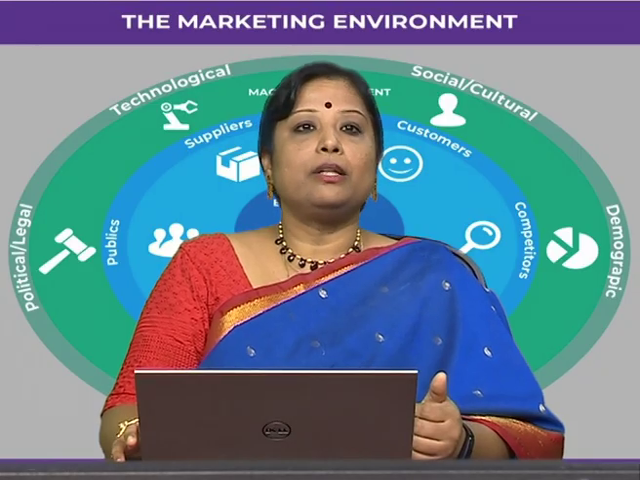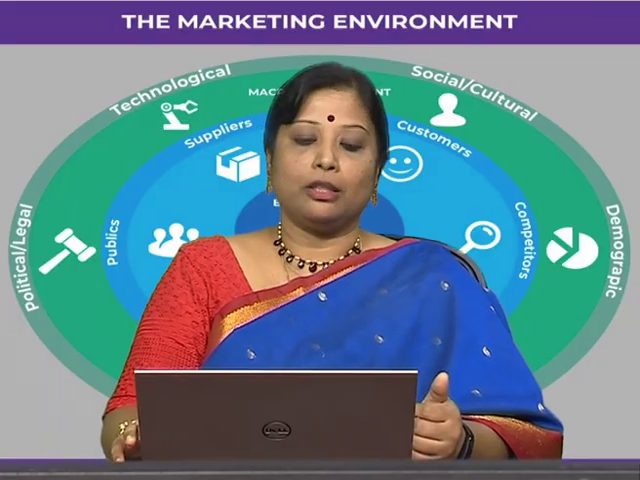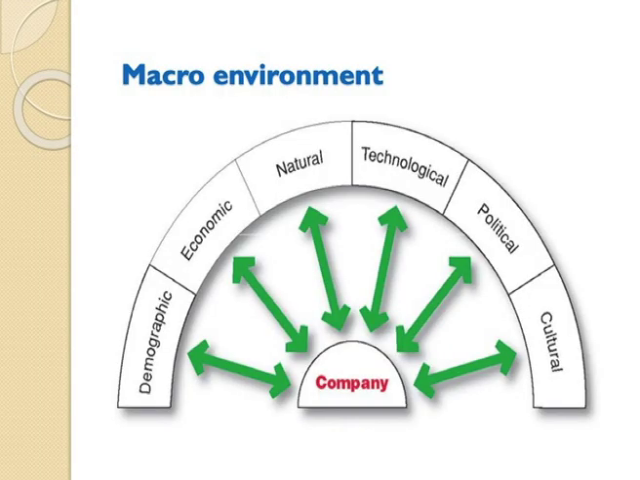So, these were the different micro environmental factors. Now, let us discuss the different macro environmental factors, wherein the first one is the demographic factor, the second one is economic factors, the third one is natural factors, the fourth one is technological factor, the fifth one is political factor, and the sixth one is cultural factor.